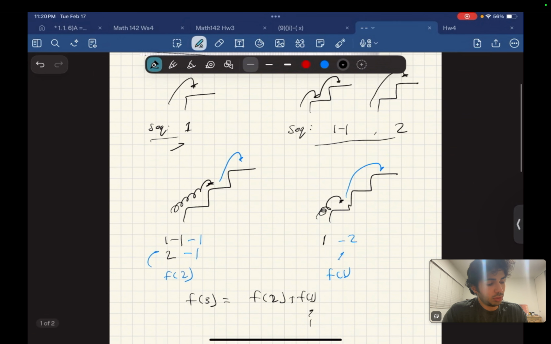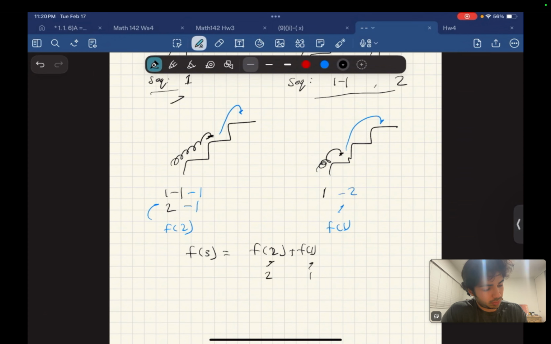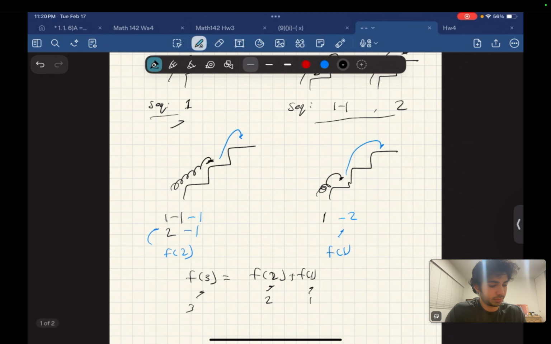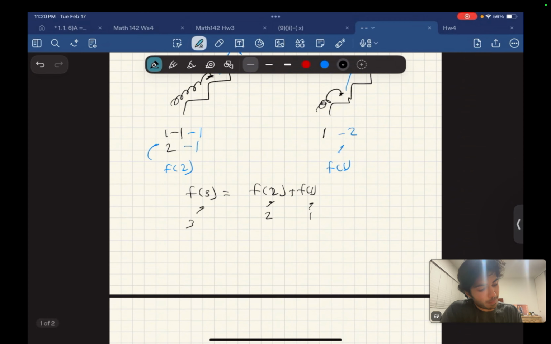And f of 2 had 2 different ways to get there. And we saw the answer for f of 3, there's three ways to get to the top. So f of 3 equals f of 2 plus f of 1. Okay, so we can say generally f of n equals f of n minus 1 plus f of n minus 2.